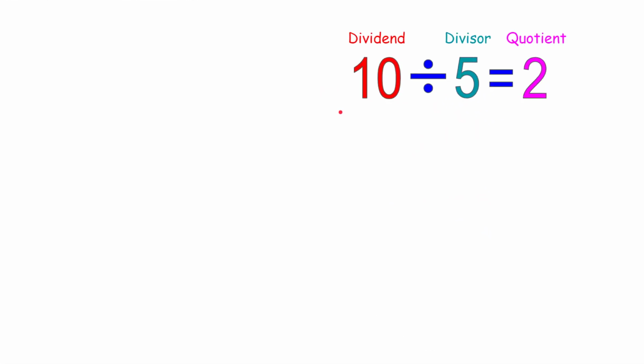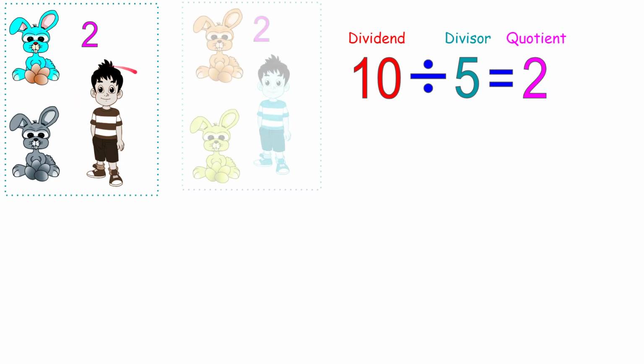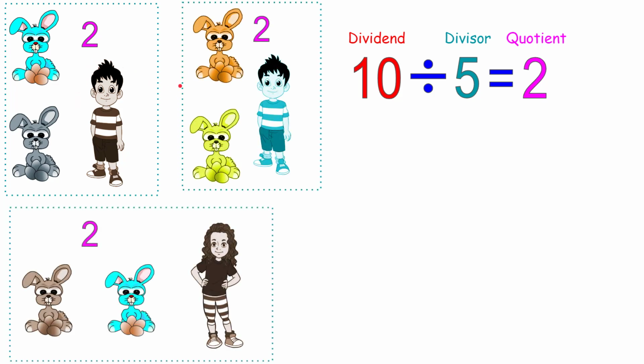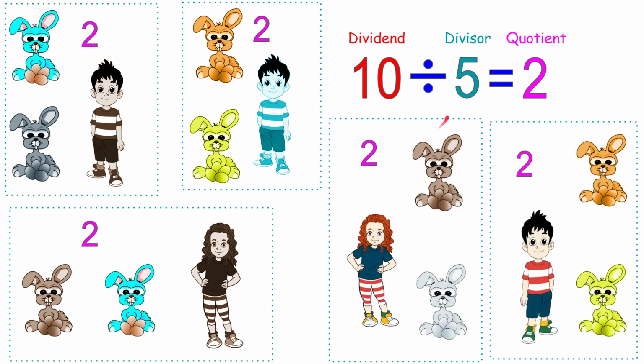Another way of looking at it, if you want to visualize it, to see it. So you give 2 rabbits to the first kid, 2 to the second, 2 to the third, 2 to the fourth. So you get 2 rabbits for each kid.